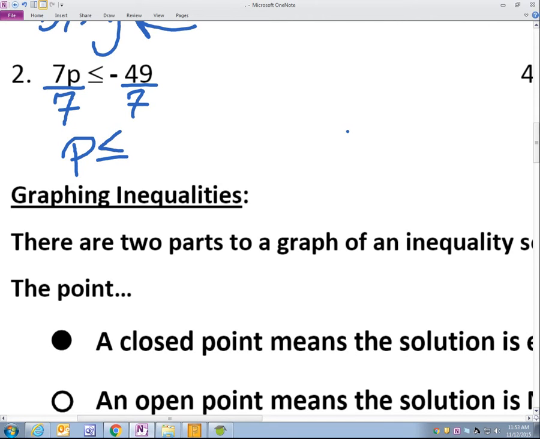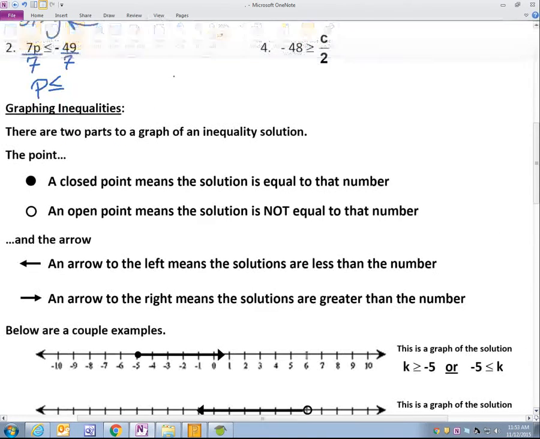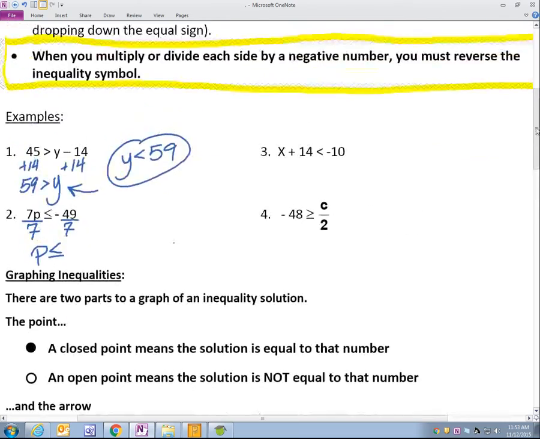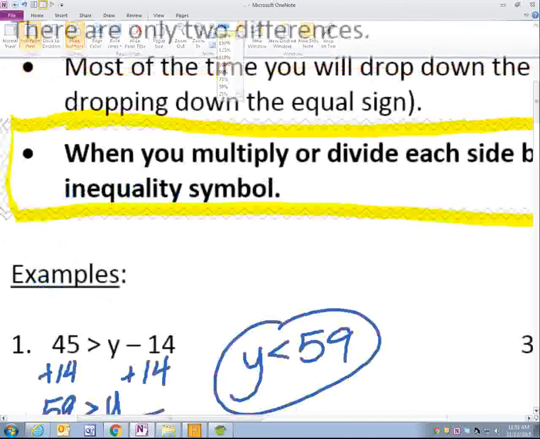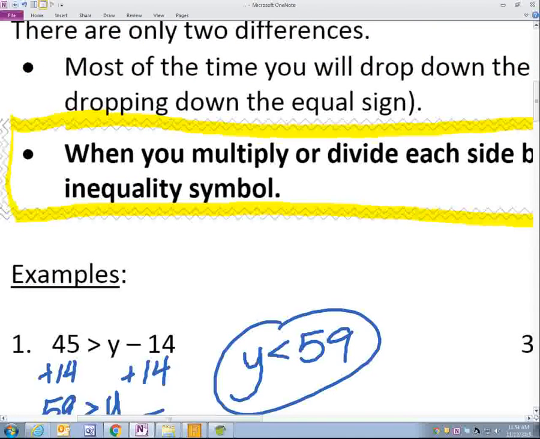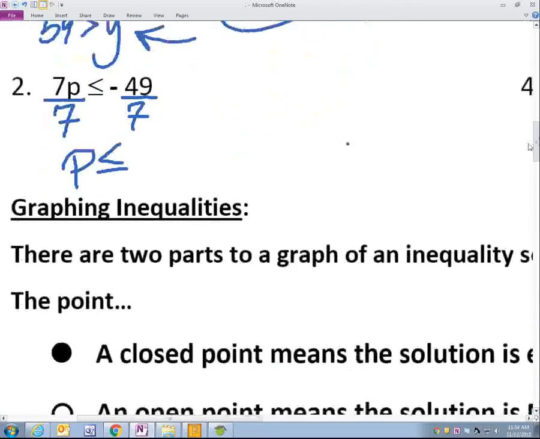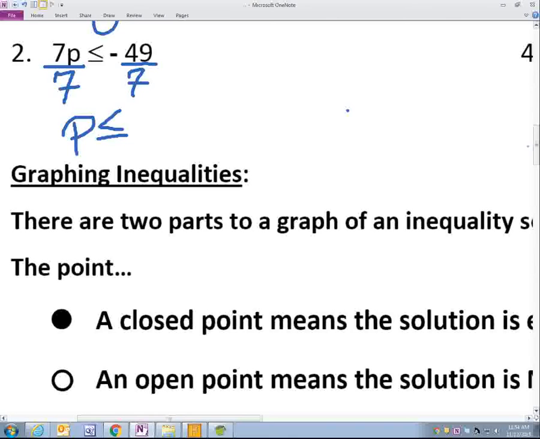Now, do I have to flip that sign? I just divided something. And I remember in our notes we highlighted, let's go back in time. When you multiply or divide each side by a negative number, you must reverse the inequality symbol. Did I just multiply or divide by a negative number? No, it's not negative, so I'm fine. See how I just went back in my notes to verify I'm doing something right? Oh, that's so cool. Right? Now back to the present.